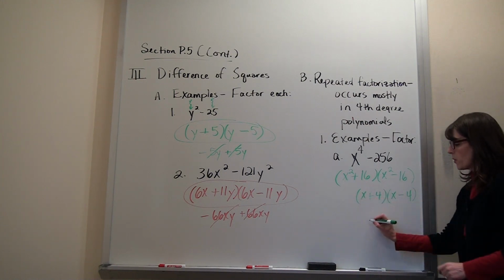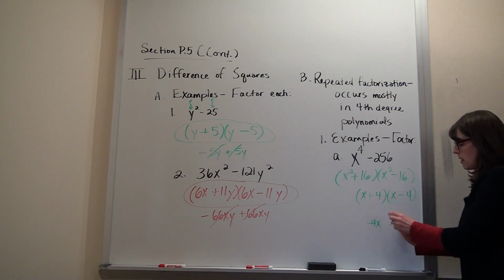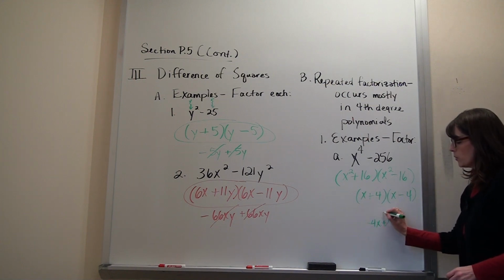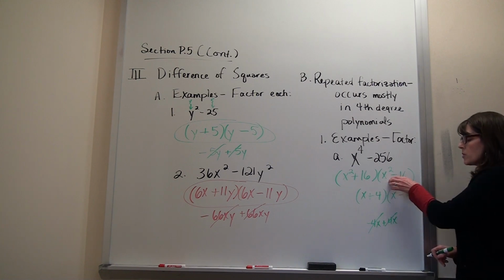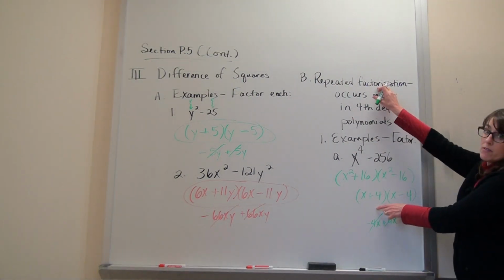Here I get a negative 4x. In here I get a positive 4x. Sure enough, those will cancel out, and I wanted that to happen because I don't have a middle term. So this one can be taken that way, repeatedly factoring.